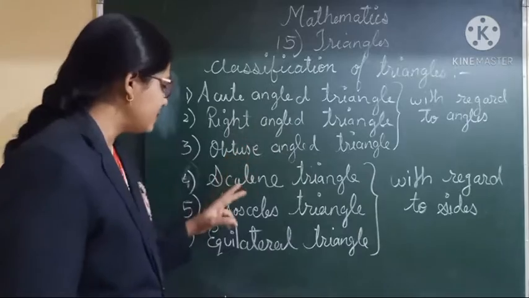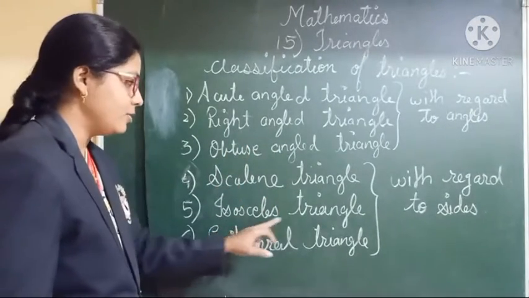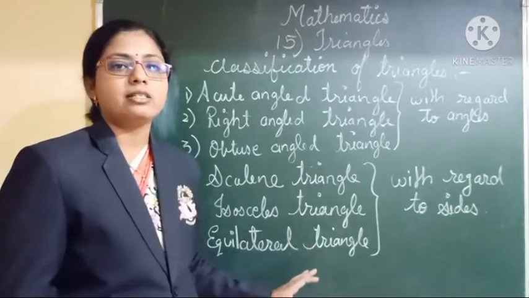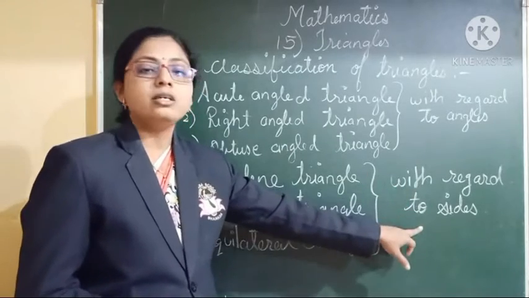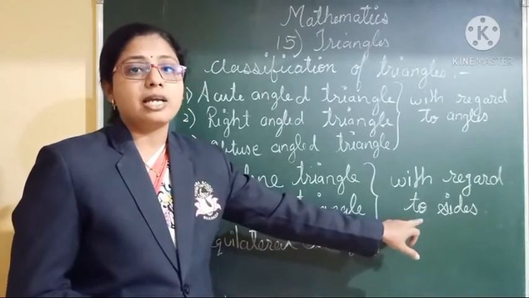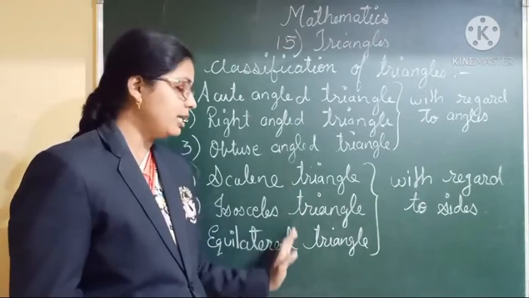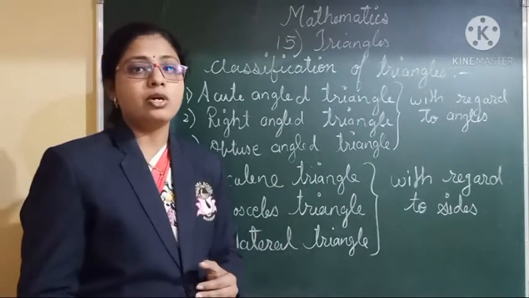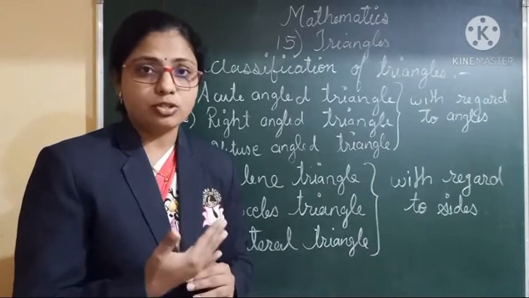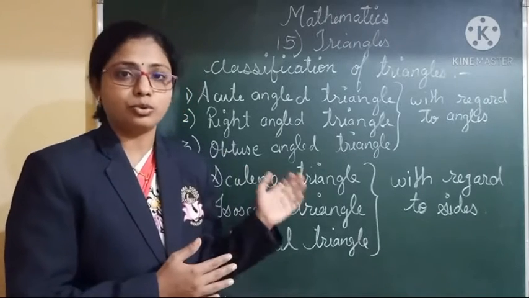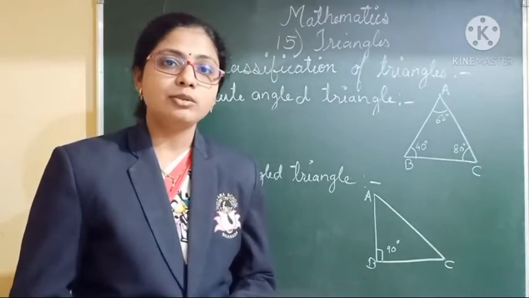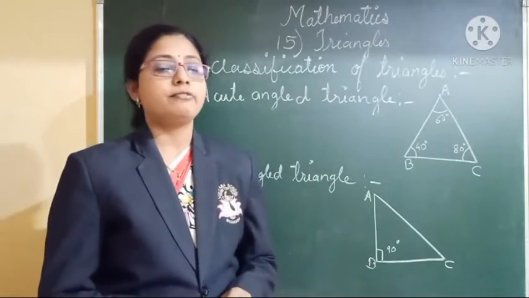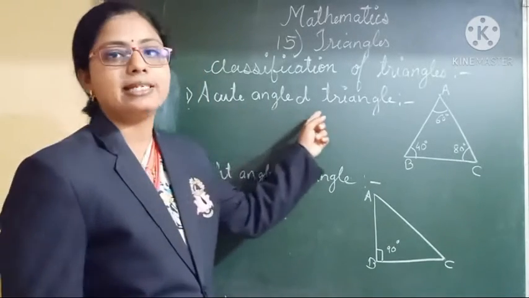Then next is scalene triangle, isosceles triangle and equilateral triangle. These are the 3 types of triangles which are divided according to the sides. With regard to the sides, they are divided into 3 types. This also we are going to see one by one, with properties also. With the diagram we will go through it. Now we are going to learn the detailed information of each type. So the first one is acute angle triangle.